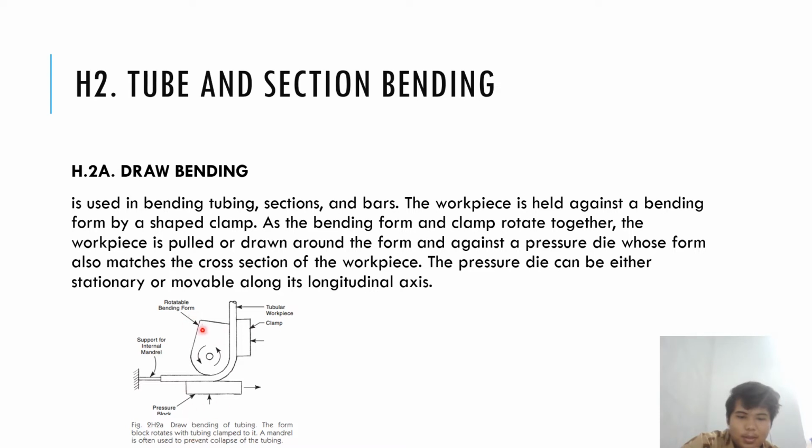So this is the rotatable arm that can be movable, and a mandrel is used here, and then it's going to be pushed, and this is the axis that can be bent and moved to the die. And then you can see here it can be moved together with the tubular workpiece.